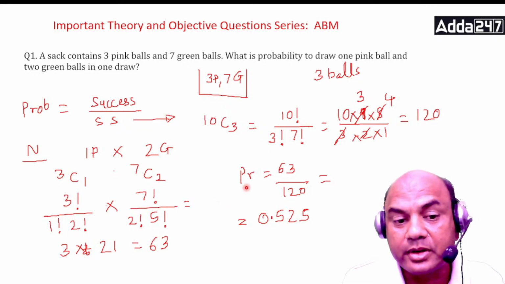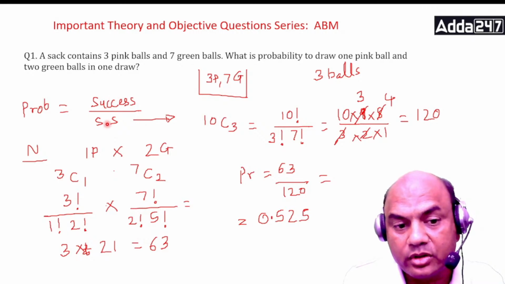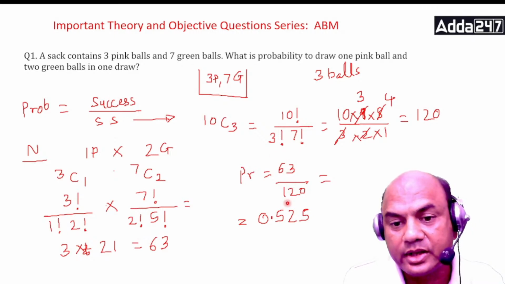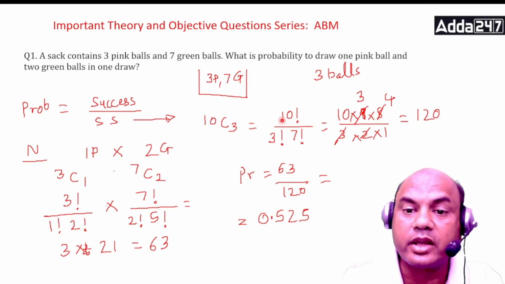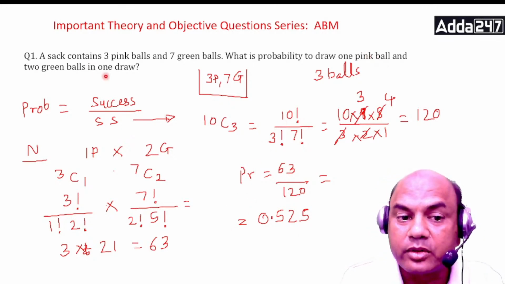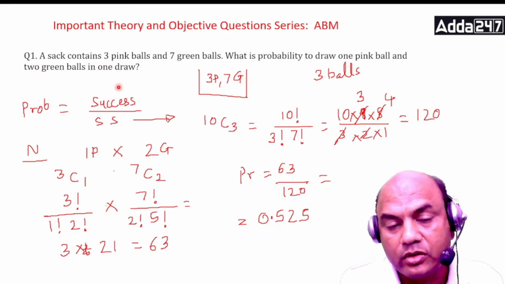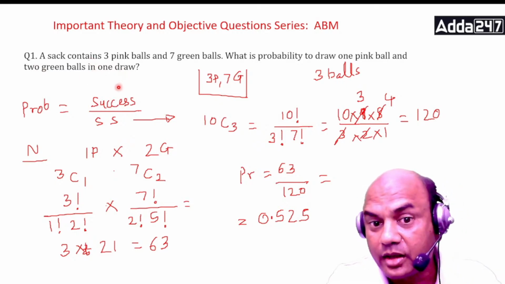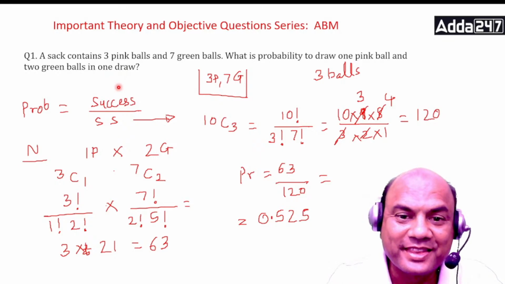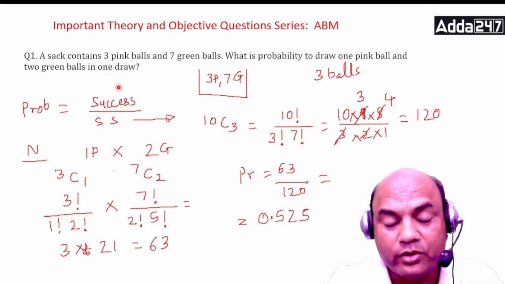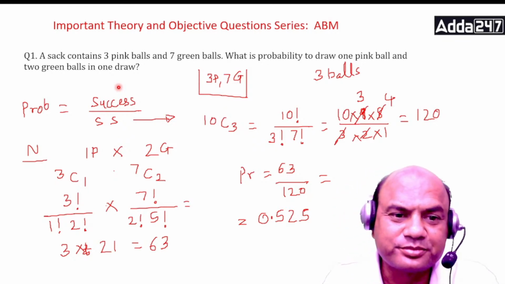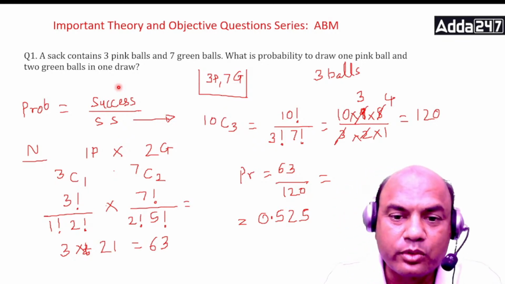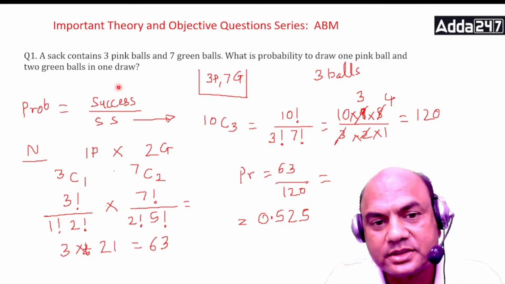So what is the probability then? 63 upon 120. So it is 0.525. This is the probability of drawing 1 pink and 2 green balls in one draw, single draw. Okay. Important, interesting, isn't it? This probability from numericals are very interesting and difficult also. You'll have to go through it twice or thrice.